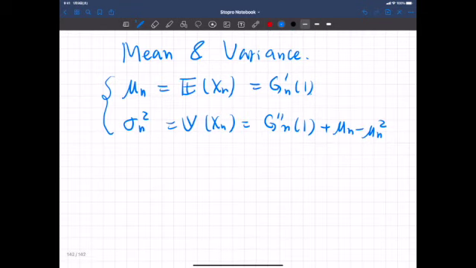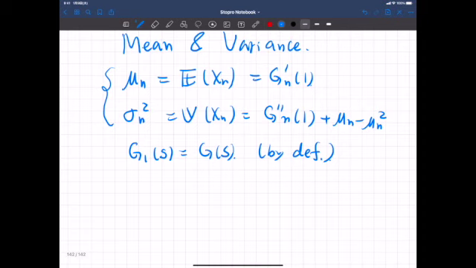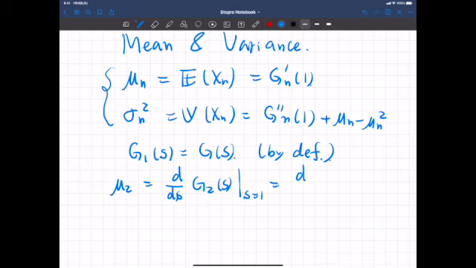So first, recall that G1 is just G by definition. Okay, then let's try to find mu2, that is the mean population size of the second generation. So that should be given by this derivative, G2, evaluated at 1. Okay, but G2 was the functional composition of G with itself.